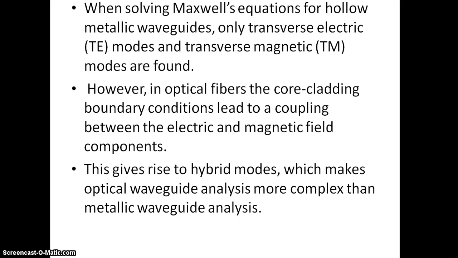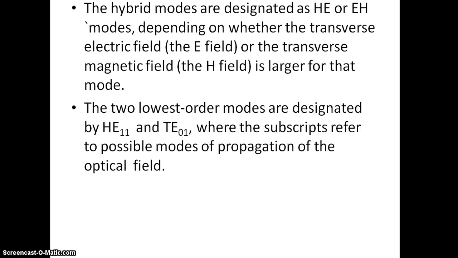But when we go for optical fiber, the core-cladding boundary conditions lead to coupling between the electric field and the magnetic field, that is TE and TM. The coupling of TE and TM results in two modes called HE and EH modes. So they are called the hybrid modes. The two lowest order modes are denoted by HE11 and TE01. The subscript refers to the possible modes of propagation of the optical field.